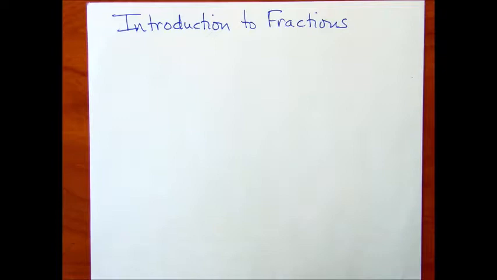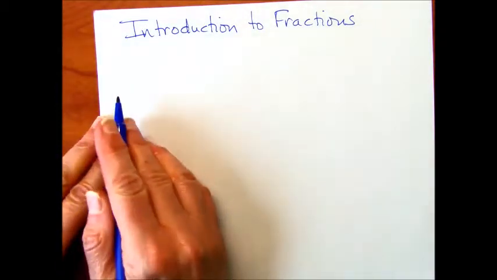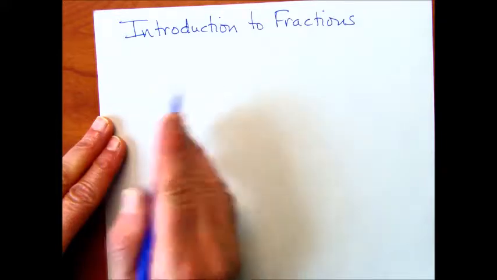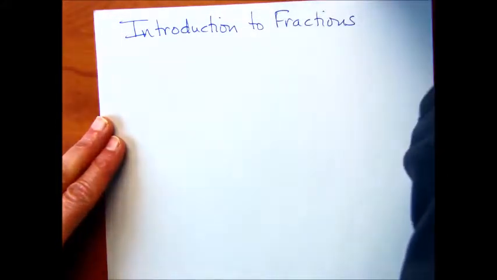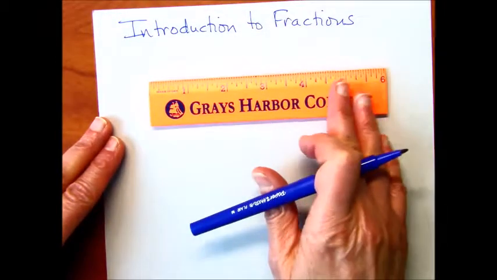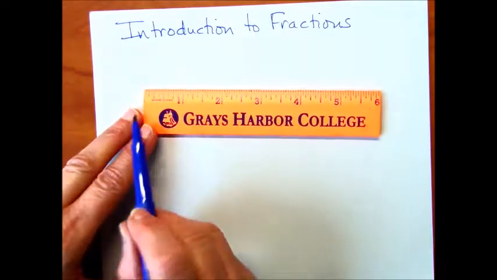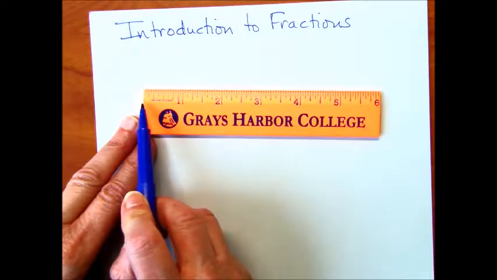Okay, so a fraction is a number that is less than 1, and a number that is between 1 and 2, or between any whole numbers. So let's look at a ruler just for a minute here. Here we have a ruler. Now the 0, we don't put 0. Usually there's just a line, and on this ruler it's on the edge of the ruler.